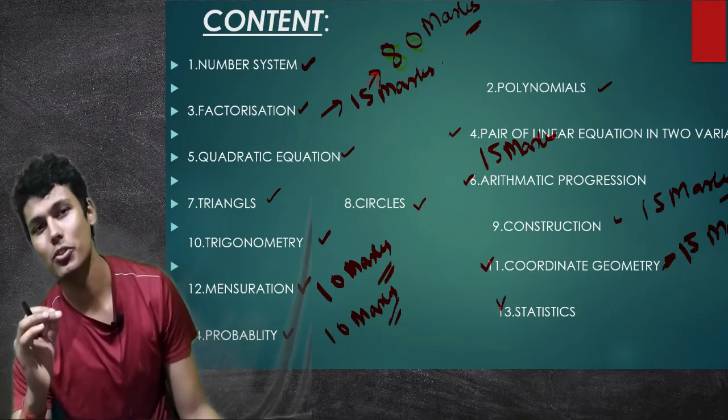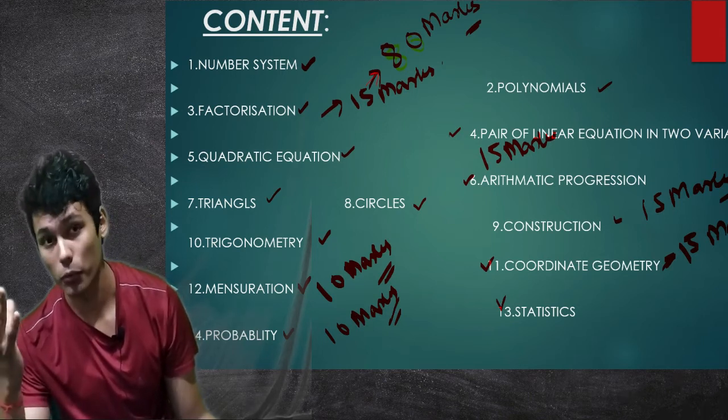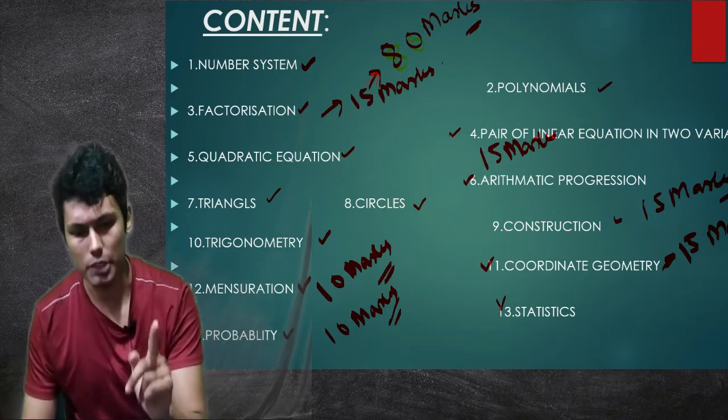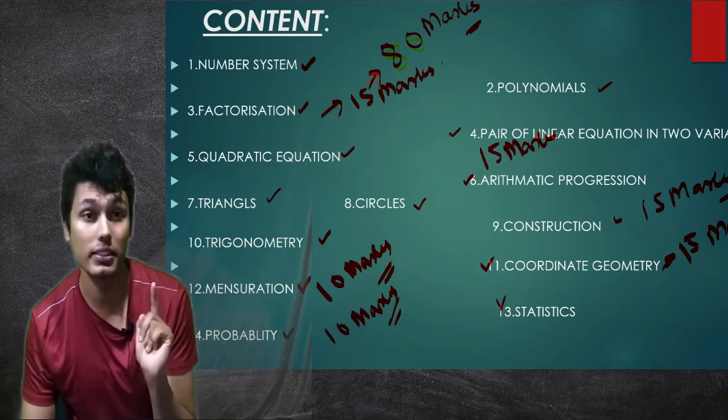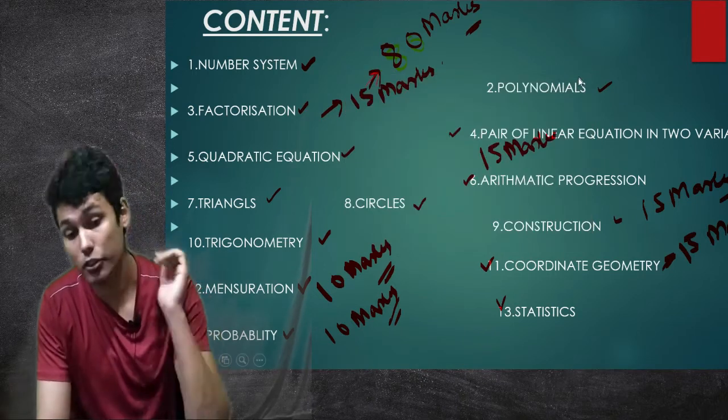And let me tell you some secrets. There are certain questions which are fixed from certain chapters. Suppose, for 6 mark questions, one 6 mark question is compulsorily asked from statistics. Or a 5 or 6 mark question is asked from triangles even.